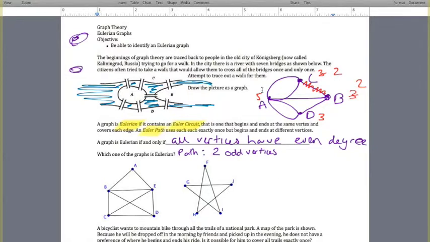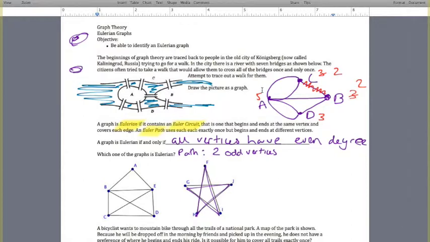Right? So when we look at these graphs then, which one of these graphs is Eulerian? The second one. The second one has all even degrees. And you actually know this is Eulerian because at some point in your life you've drawn a star, right? And you start and you end at the same spot and you draw all the lines of the star. So the second one is our Eulerian one. The first one will not work.